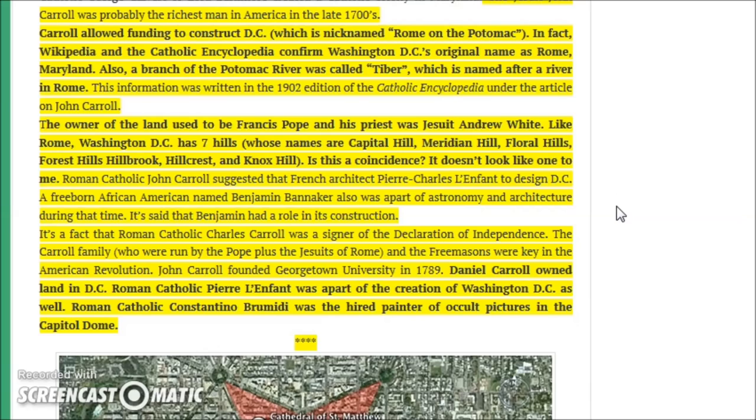Roman Catholic John Carroll suggested that French architect Pierre Charles L'Enfant, the architect of DC, work with a freeborn African American named Benjamin Banneker, who was also part of astronomy and architecture during that time.